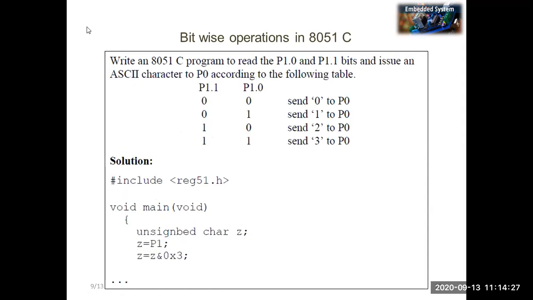Next, write an 8051 C program to read P1.0 and P1.1 bits. म्हणजेच काय, port 1 pin number 0 and port 1 pin number 1 we have to read and issue an ASCII character to port 0 according to the following table. Okay, so P1.0 P1.1 जर का या दोन पिन्स वर डेटा 00 असेल तर we have to send ASCII code of number 0 to port 0.